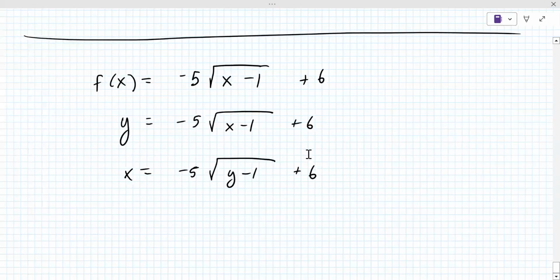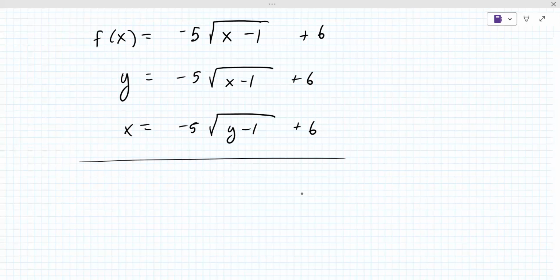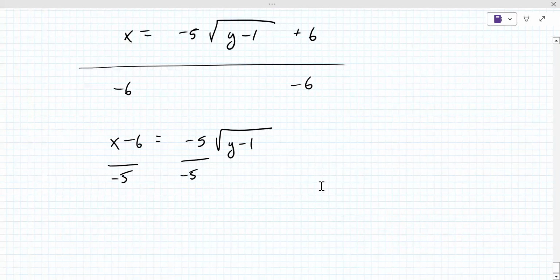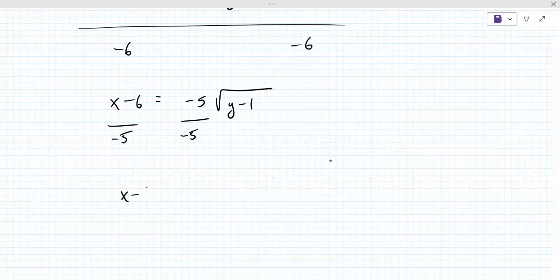How do you undo addition by 6? So would you minus 6? Yes, yes. So we've got to make sure you've got that down. It's x minus 6 equals -5 square root of (y minus 1). Then you divide both sides by -5. So it's (x minus 6) over -5 equals square root of (y minus 1).